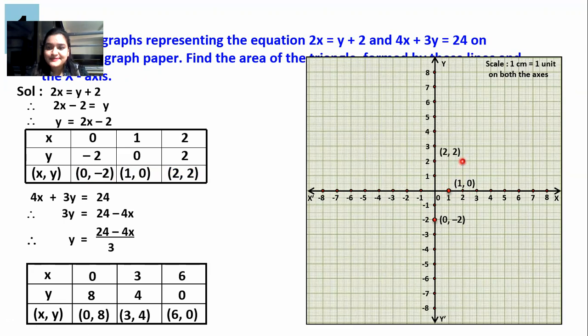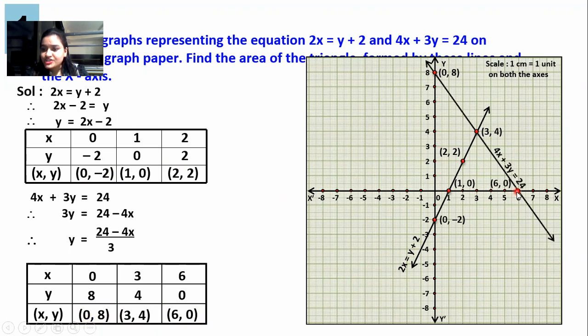Guys, as per textbook, you need to find 4 coordinates. So find one more over here. Okay, I found 3 coordinates, now find the 4th coordinate. Draw a straight line and mention the name of the equation. Again, 0, 8. 3, 4. 6, 0. Draw a straight line joining the coordinates and mention the name of the equation.